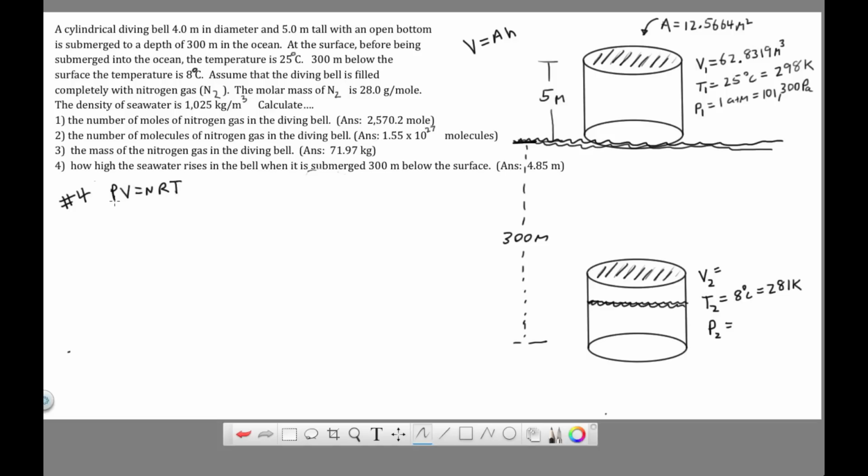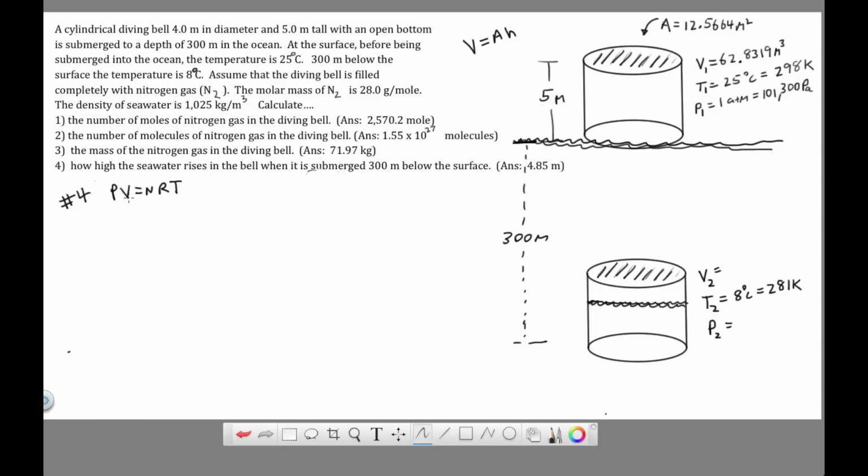So starting with pressure, the pressure does not remain constant because as you go deeper and deeper in the ocean, the pressure gets greater, which you know if you've ever swam in a deep pool. If you swam down to the bottom of a deep pool, you feel that the pressure increases. So pressure does not remain constant.